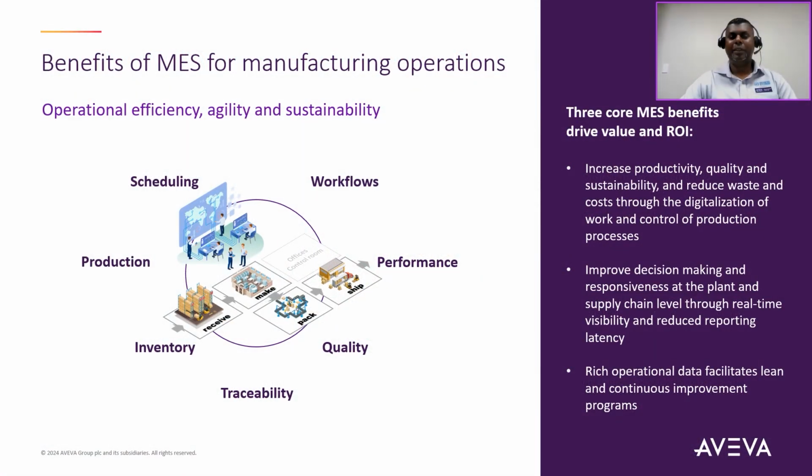On this slide, we look at 3 core benefits of MES for manufacturing operations: increased productivity, quality, and sustainability, and reducing waste and cost through digitalization of work and control production processes, improving decision-making and responsiveness at the plant and supply chain level through real-time visibility and reduced reporting latency. Rich operational data facilitates lean and continuous improvement programs.